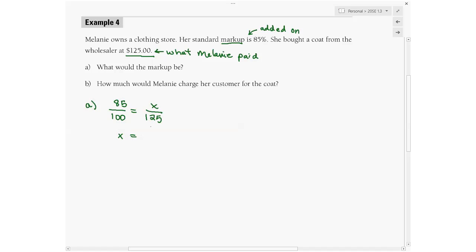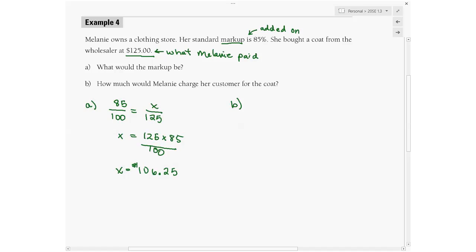So we've got a proportion. We solve it just like we normally do, 125 times 85, and then we divide that by 100. So X is equal to, throw that into your calculator, 125 times 85 divided by 100, and you get 106.25. And what are my units here? Well, I'm figuring out how much out of 125. This is just a ratio, 85 out of 100. So this is the same units, so this is dollars. So she's adding $106.25 onto what she paid.